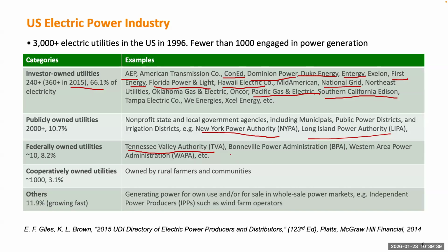Another example is BPA. That's actually the power company in the Northwest on the West Coast. That's also operated by the federal government. Another one is called WAPA, the Western Area Power Administration.